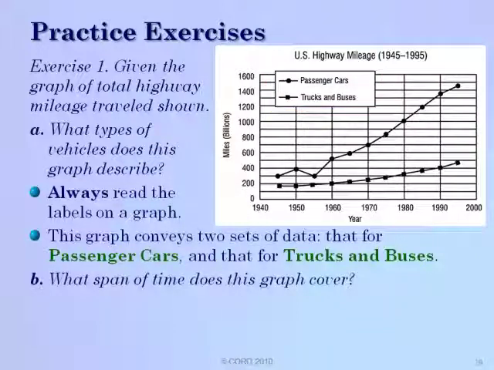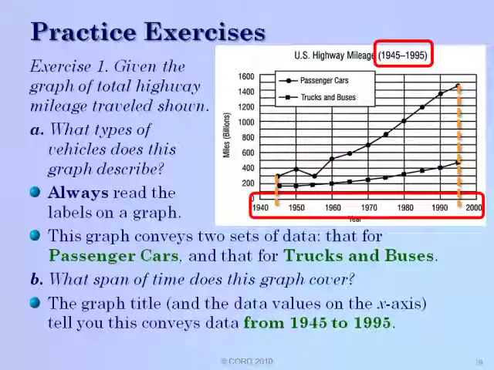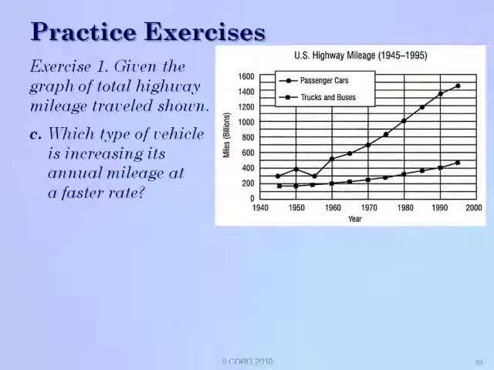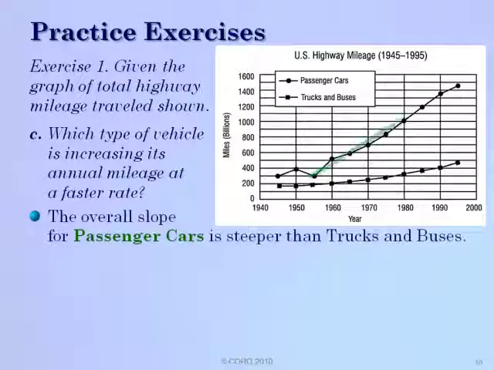And what span of time does this graph cover? Well, again, you look at the graph closely. You have two clues. You have it in the title, and you also have it in the x-axis, which is the years for this data. So it's from 1945 to 1995 data. Next, which type of vehicle is increasing its annual mileage at a faster rate? Faster means it's rising more rapidly, right? So it looks like the overall slope for the passenger cars is steeper than the trucks and the buses. So we would have to say that the passenger cars are increasing their mileage faster.